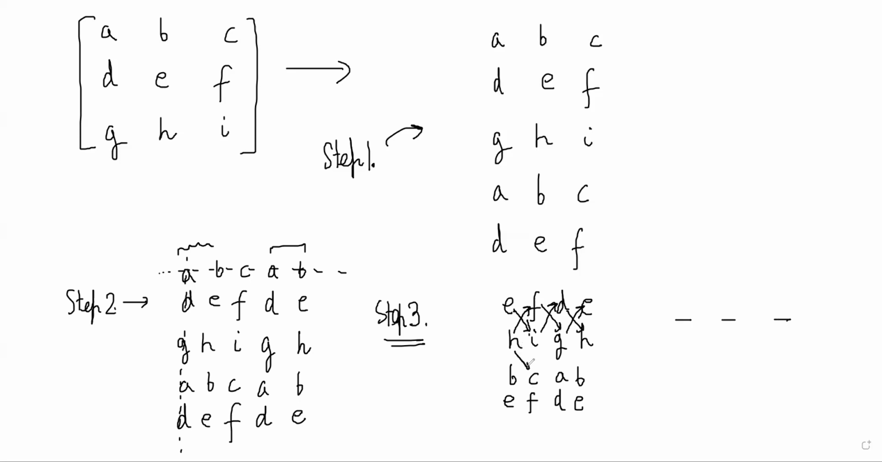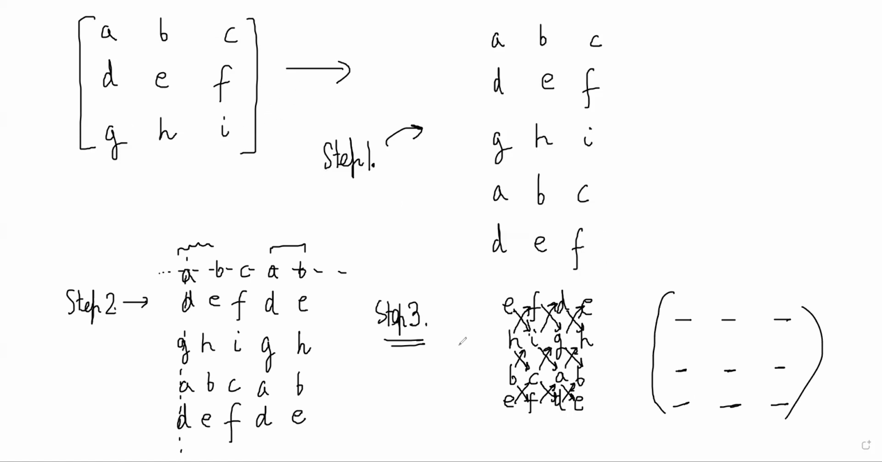Similarly, HC minus IB, IA minus GC, GB minus AH, and finally BF minus CE, CD minus AF, AE minus BD. So that will give you the adjoint, and obviously this will be faster than finding 9 cofactors and taking the transpose.